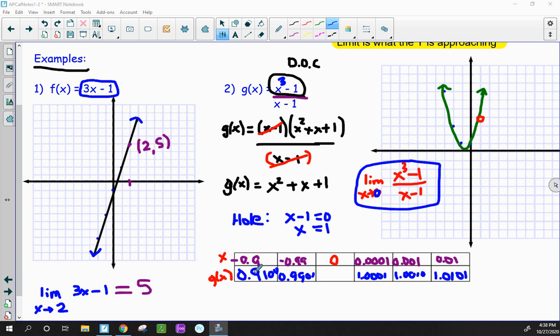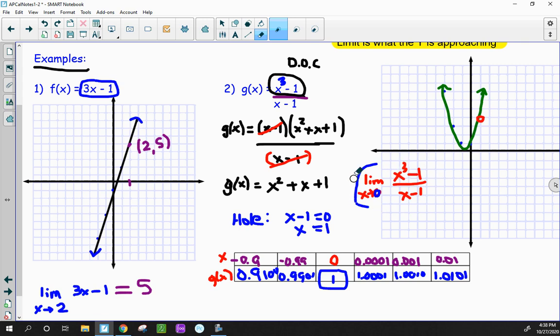My y values are very close, and they're very close to what? That is going to be the answer to the limit. And so you can tell that these values on the bottom for g of x are approaching 1. And so the answer to this question, to find the limit of x to the third minus 1 divided by x minus 1 as x approaches 0, you would give the answer of 1.